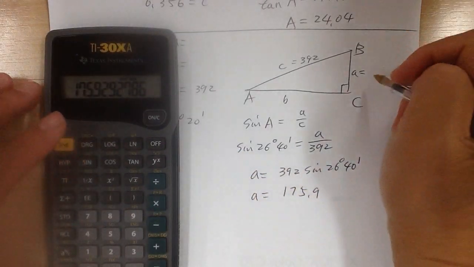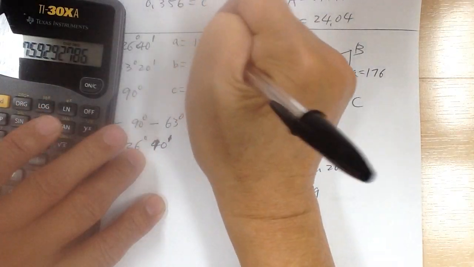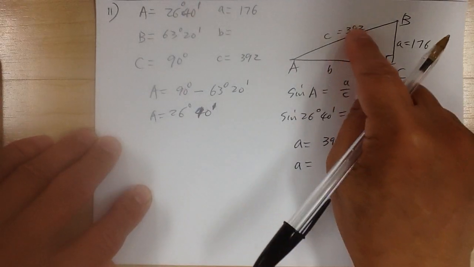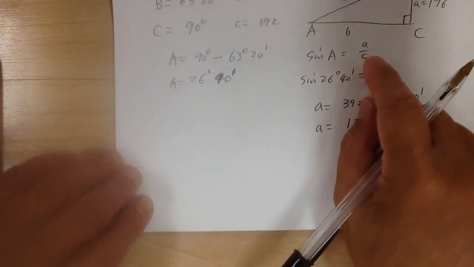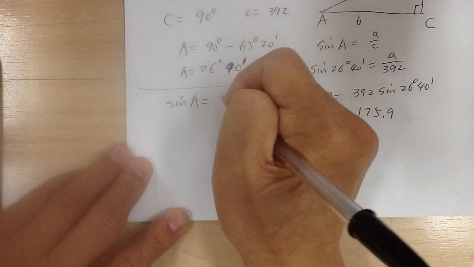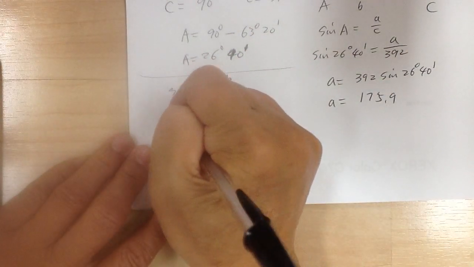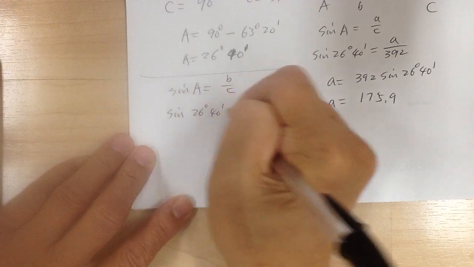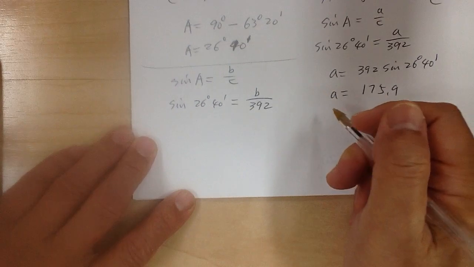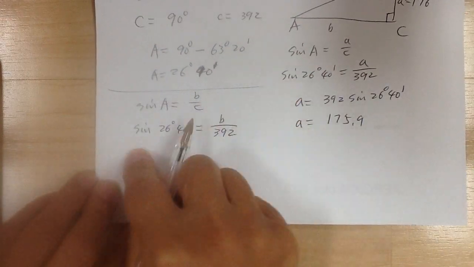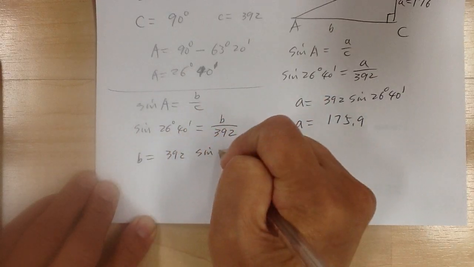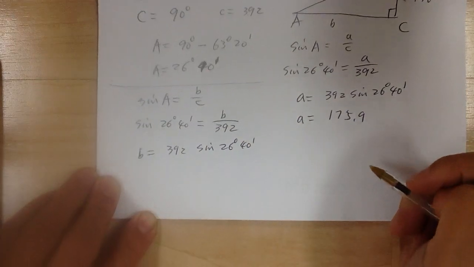So again, 3 digits, so you got 176. Now you're going to do the same thing for B. So B, this is what you're looking for, and this is giving. So this would be your sine function. I'm going to come over here. So sine A equal to B over C. So sine of 26 degrees 40 minutes equal to B over 392. And after that, you cross multiply, cross this first. So B equal to 392 sine of 26 degrees 40 minutes.